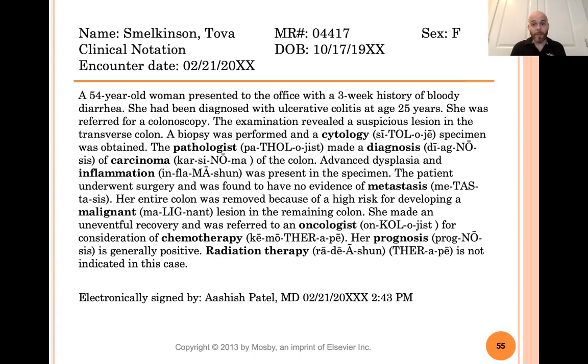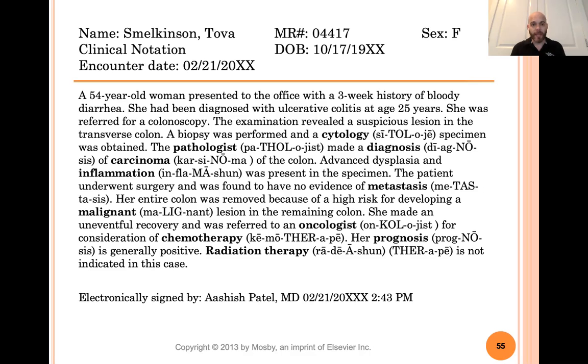Okay. The examination revealed a lesion in her colon. So they performed a cytology specimen, which is basically like getting a small tissue sample of the cells of the lesion. The pathologist, the person that studies diseases, looked at those cells and made a diagnosis of carcinoma. So a tumor in the colon.